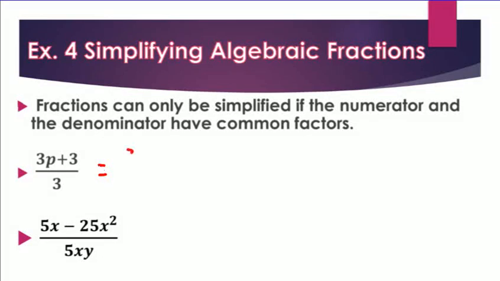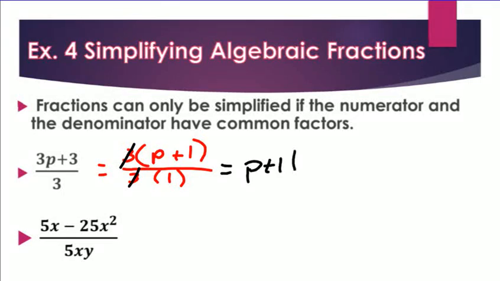I can factor out a 3 in the numerator. 3p divided by 3 is just p, and 3 divided by 3 is 1. And I can factor out a 3 in the denominator. And what I have left is I can cancel out what's the same in both the numerator and denominator. This has a 3, this has a 3. So my answer is just p plus 1.